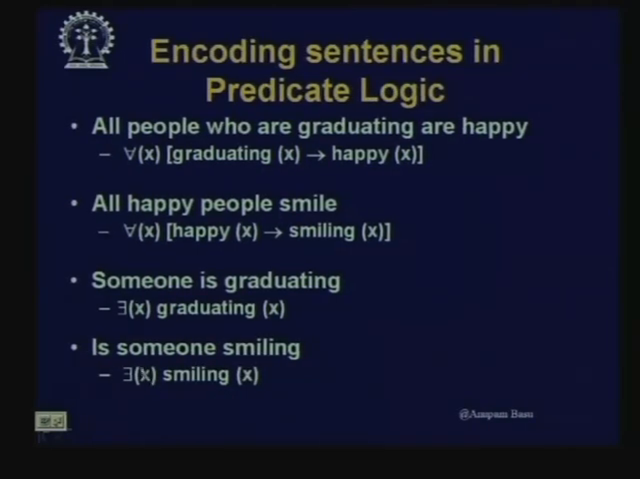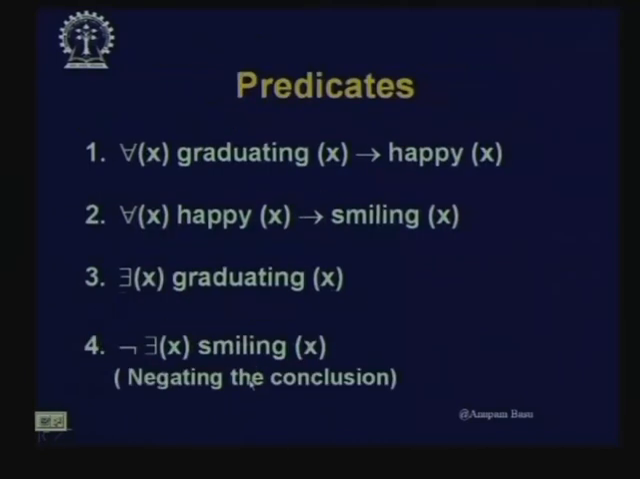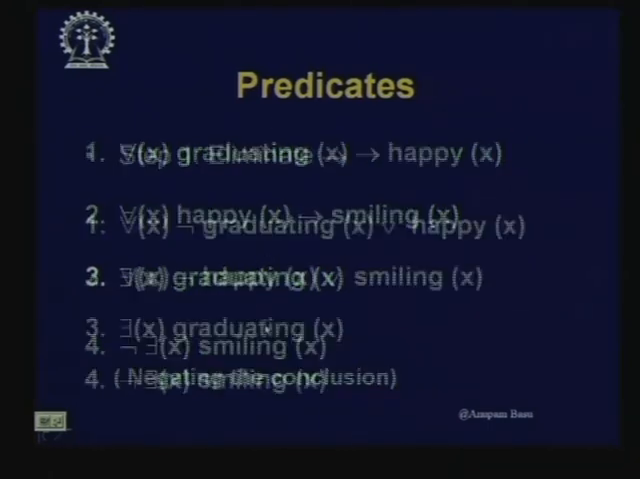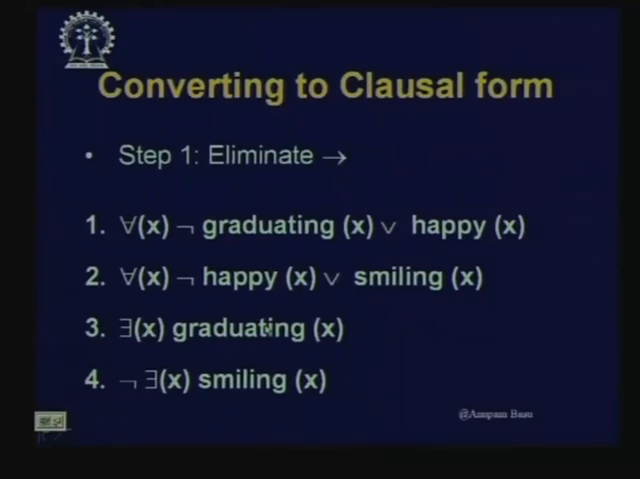Is someone smiling, or someone is smiling, was stated as there exists x such that smiling x. So, that has been converted to... now that was the conclusion, and the negation of the conclusion therefore is there does not exist x such that smiling x. If I can prove this, that there does not exist x such that smiling x, that means no one is smiling. But if I disprove it, that means someone is smiling. So, we first negate the conclusion and keep the others as they are. I have not made any change in these, but next step we have to convert them into clausal form.